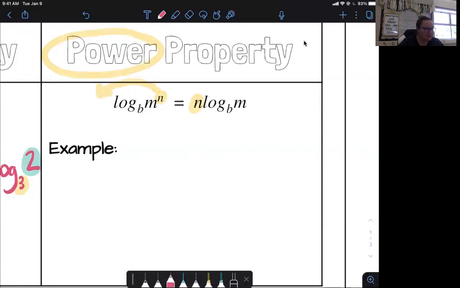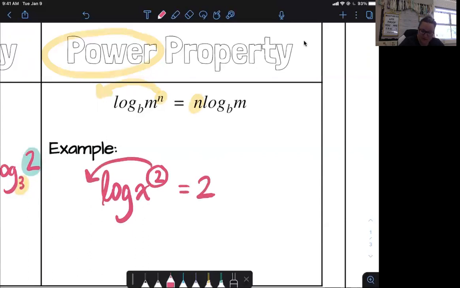So what's really handy about that is when you have an exponent inside a log, let's say the log of x squared. This property lets us take that exponent, move it out in front of the log, and then multiply it by the log. So the exponent becomes like multiplication, and you multiply it times the log itself.